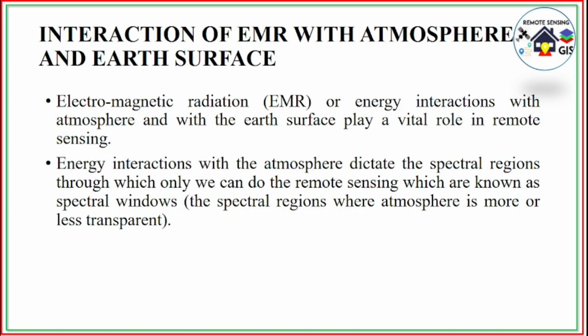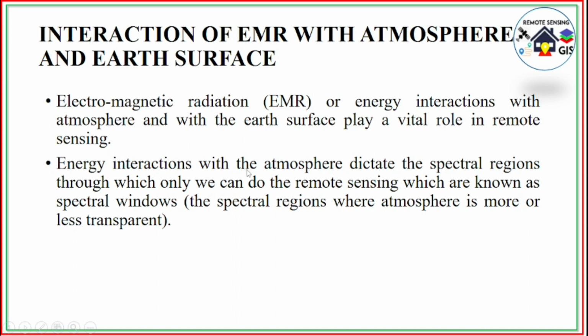The energy interaction with the atmosphere dictates the spectral region through which we can do remote sensing, which are known as spectral windows. So here I mention a term, spectral window. What is a spectral window? A spectral window is basically the portion of the electromagnetic spectrum where energy coming from the sun in the form of electromagnetic radiation interacts with the atmosphere, and some of the energy does not come through, it is reflected from the atmosphere, and some of the energy comes to the earth surface.